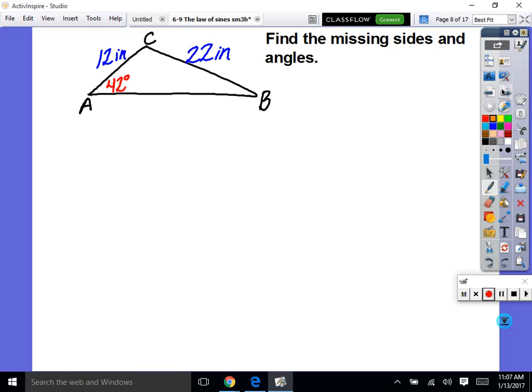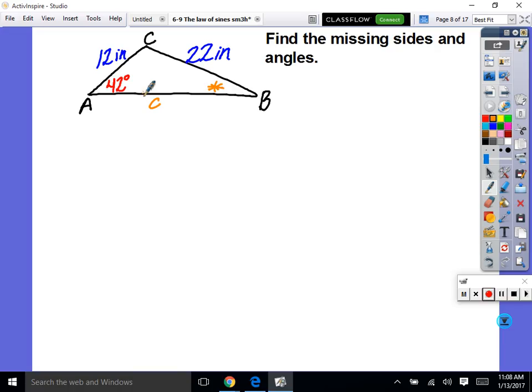So we can use, this is side C, this is angle B, angle C. Let's go ahead and find an angle. We've got to find the angles first. We would have to find angle B first. So why did I say that? Because that's the side across from it that we have. Does that make sense?